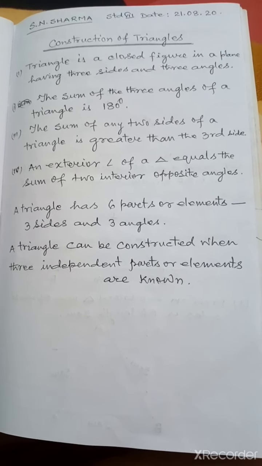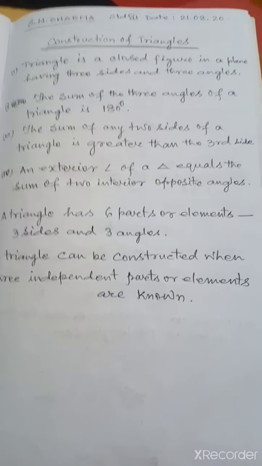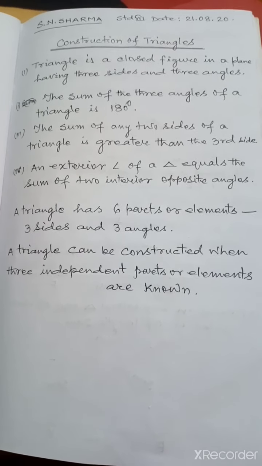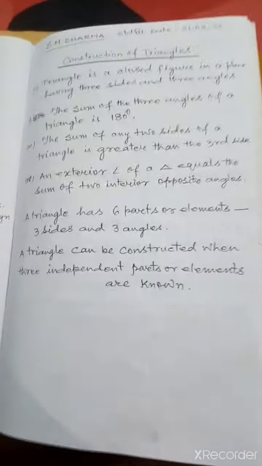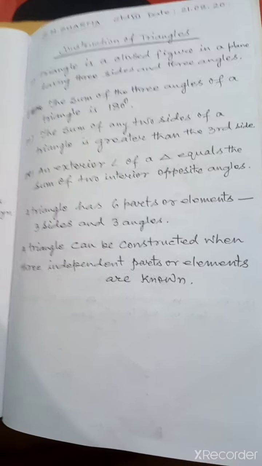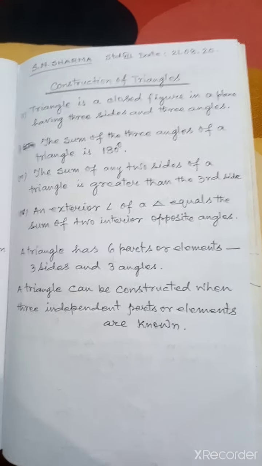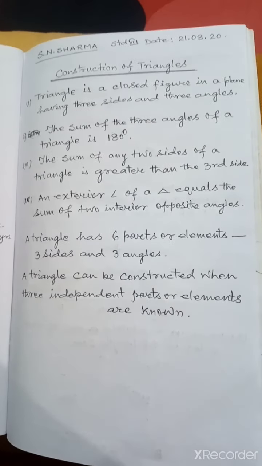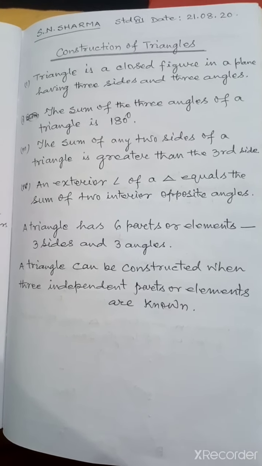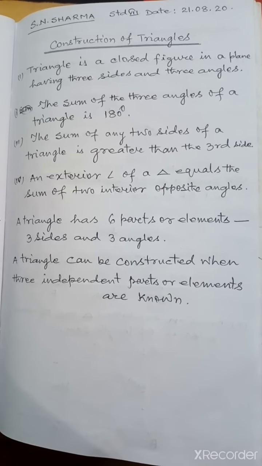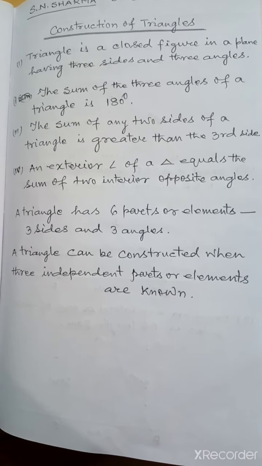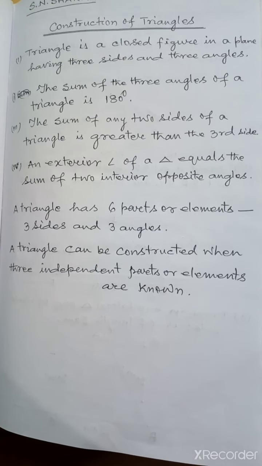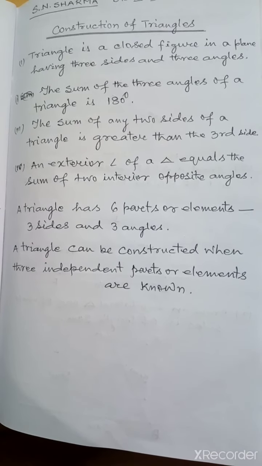Next, you know that the sum of three angles of a triangle is 180 degrees. And third, most important formula, the sum of any two sides of a triangle is greater than the third side, or the difference of any two sides of a triangle is less than the third side. An exterior angle of a triangle equals the sum of two interior opposite angles.